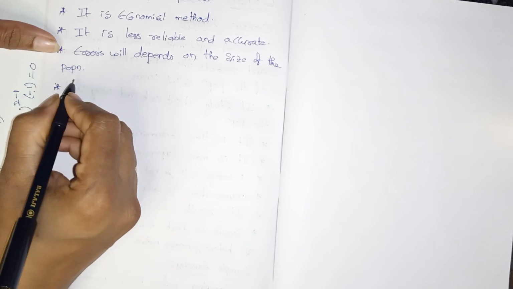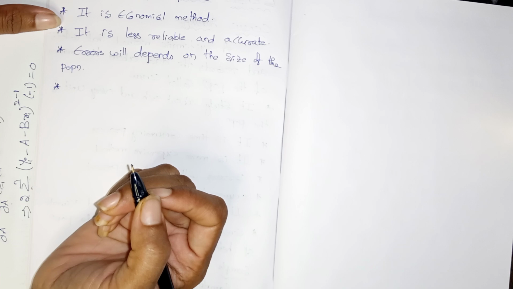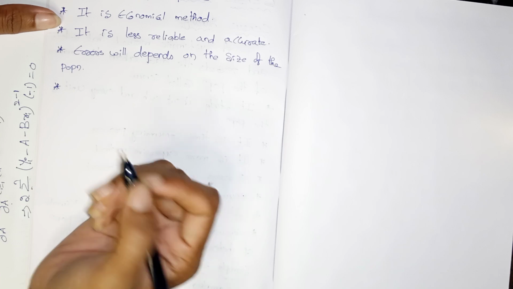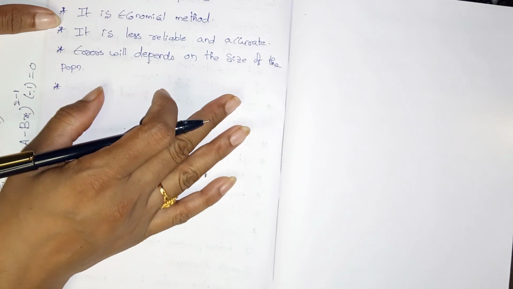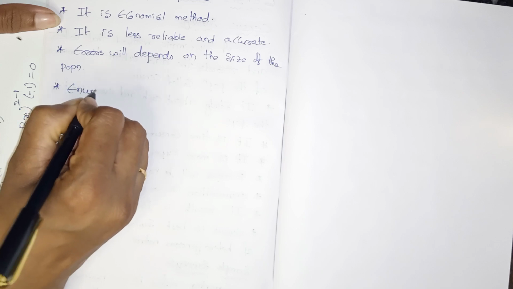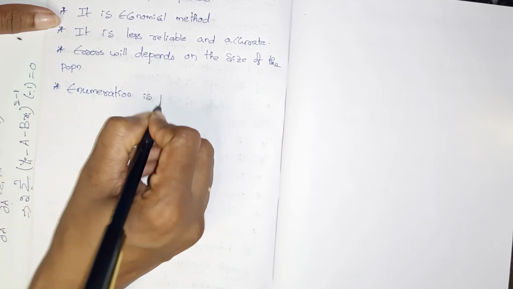Okay, and the next is, here enumeration is partial. That means we don't do the complete analysis here. Why? Because we collect only a handful of observations, no? So that's why the enumeration is partial, we can say.